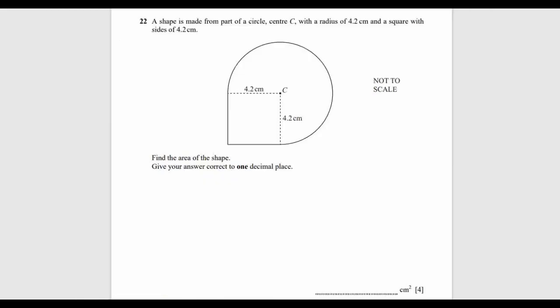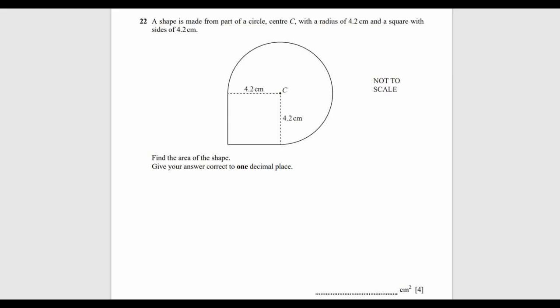Question 22. A shape is made from part of a circle, center C, with radius of 4.2 cm, and a square with side 4.2 cm. Now find the area of the shape. Give your answer correct to one decimal place.